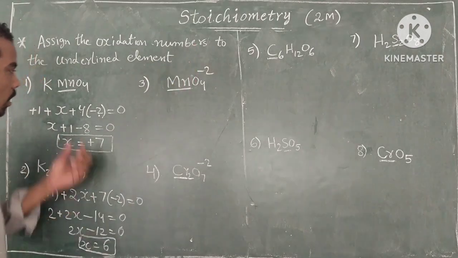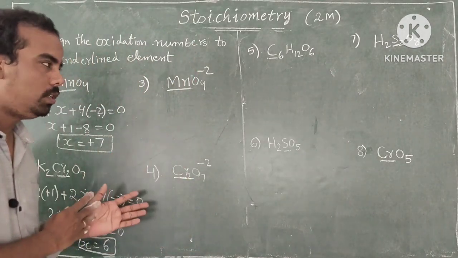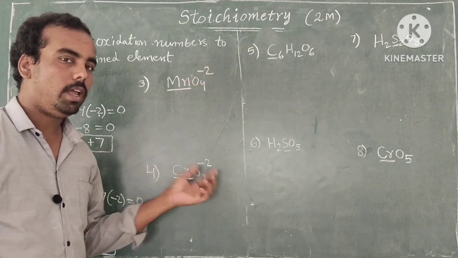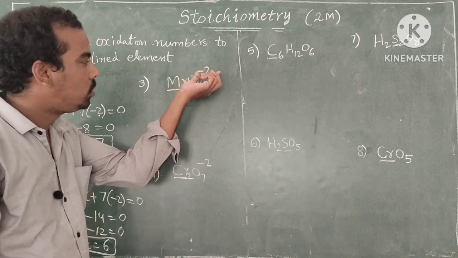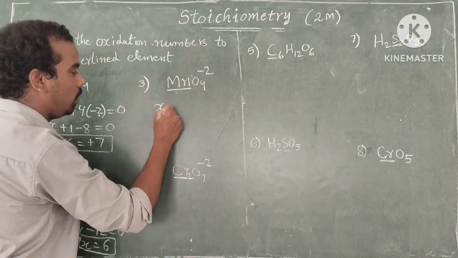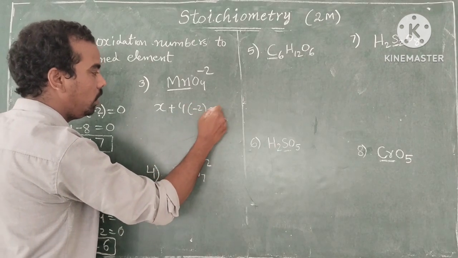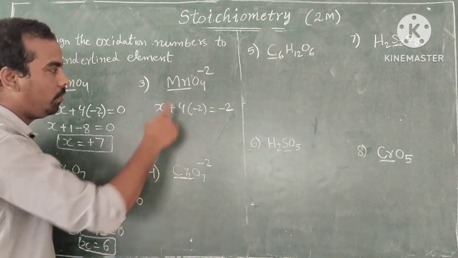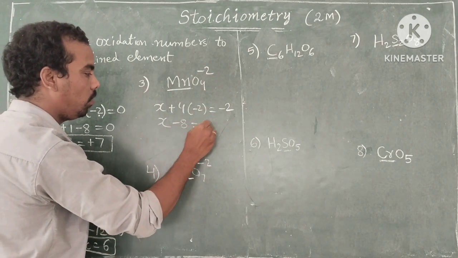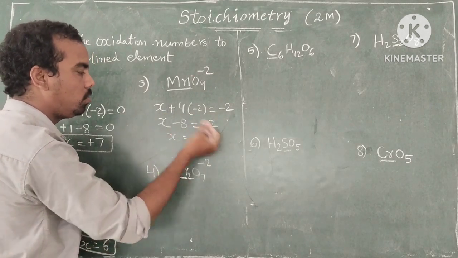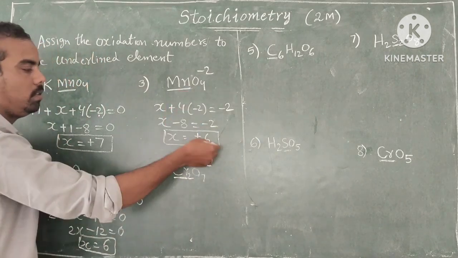Next, MnO4 minus 2. It is an ion, not a compound. For a compound the sum of oxidation states is 0, but in an ion the sum of the oxidation states of all the elements is equal to its charge. So manganese X plus 4 into minus 2 equals its charge minus 2. X minus 8 equals minus 2, so X equals minus 2 plus 8, so plus 6. The oxidation state of manganese is 6.